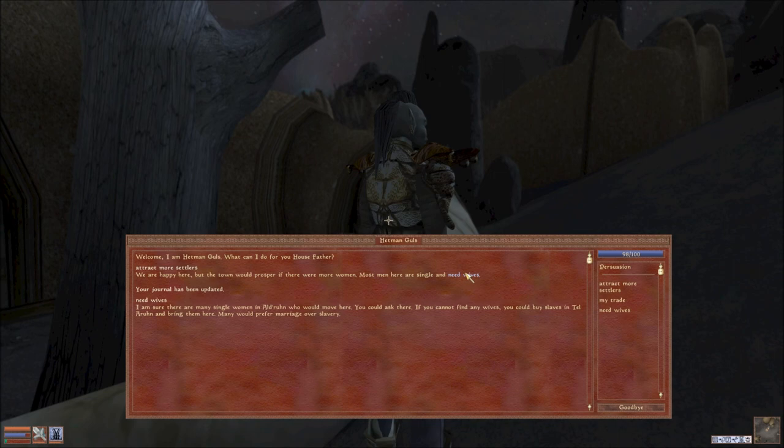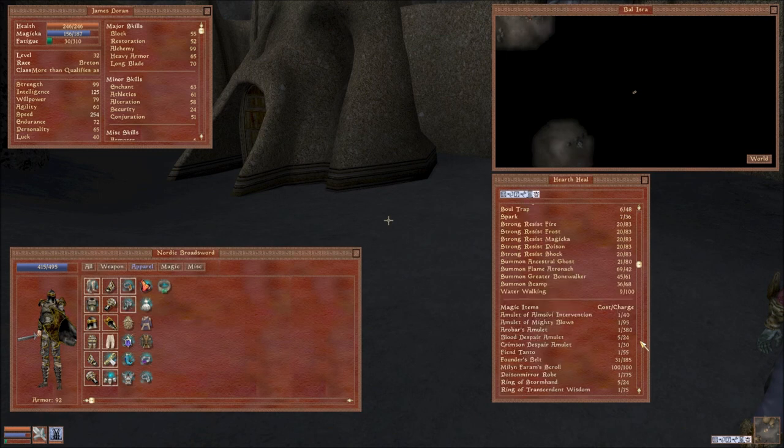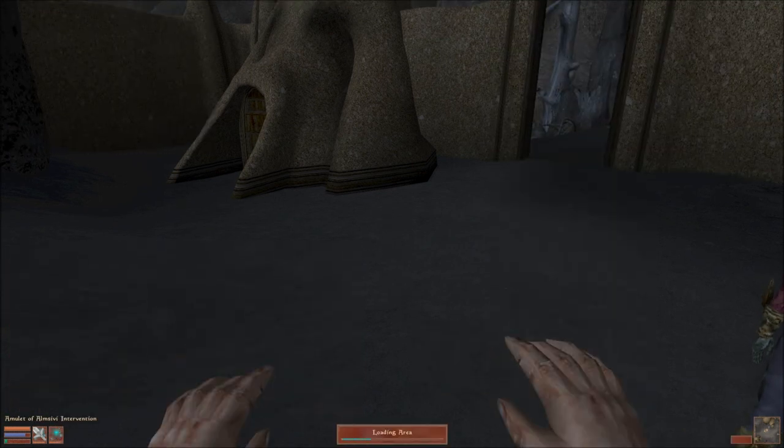You could buy slaves in Tel-Ruhn and bring them here. And you would prefer marriage over slavery. Okay, so I'm supposed to get them laid. Let's just do this. This should take me back to Ald-Ruhn.